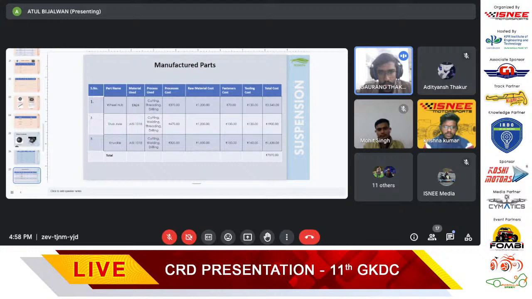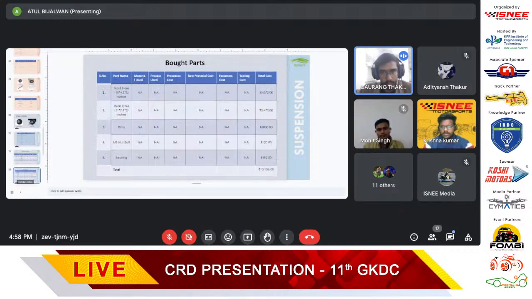Other than that, all of the parts were bought from a dealer from Noida named Crosshead Engineering, and the prices stated here are from the invoice he provided to us. Front tires, rear tires, rims, nut bolts, and bearings cost 3072, 3472, 6000 for rims, 120 for nut bolts, and 492 for bearing.